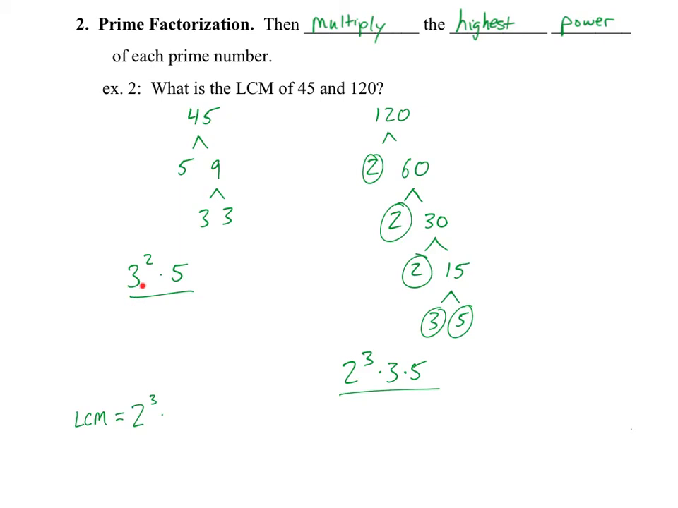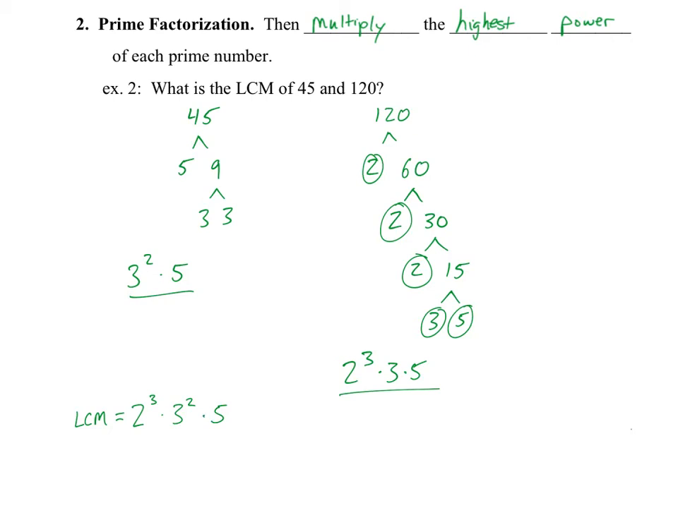Now I have a 3. I have a 3 squared and a 3, so I just keep the highest one. I have a 3 squared. So I'll write times 3 squared. And I look at my 5s. I have a 5 and a 5. So 5 to the first, 5 to the first. So I just keep the highest, which is 5 to the first.